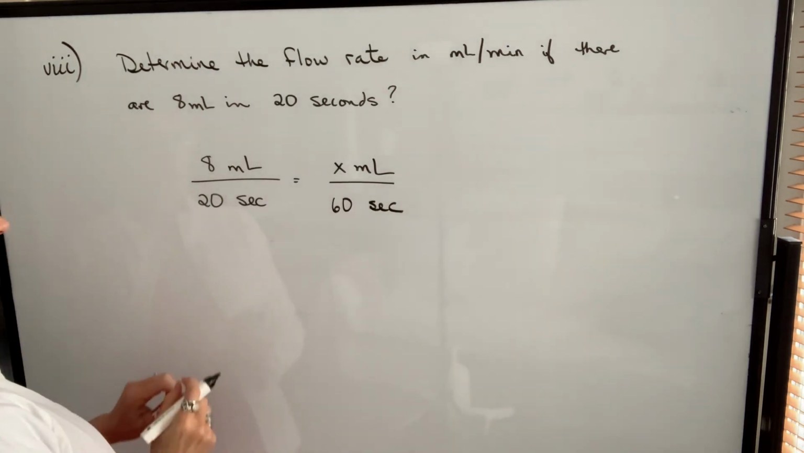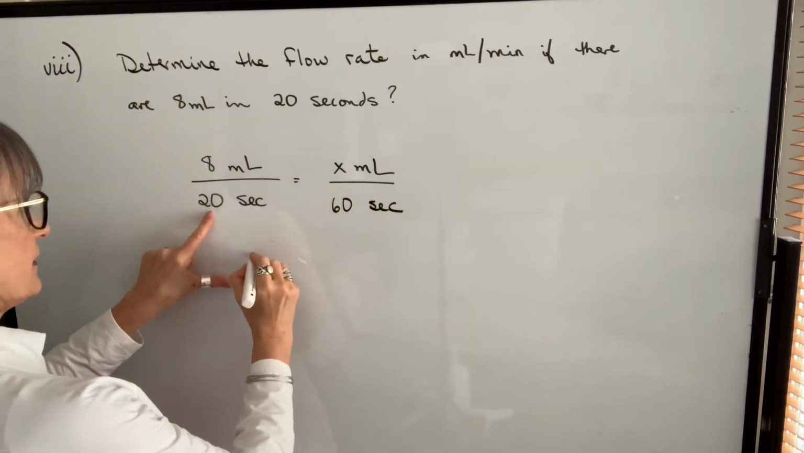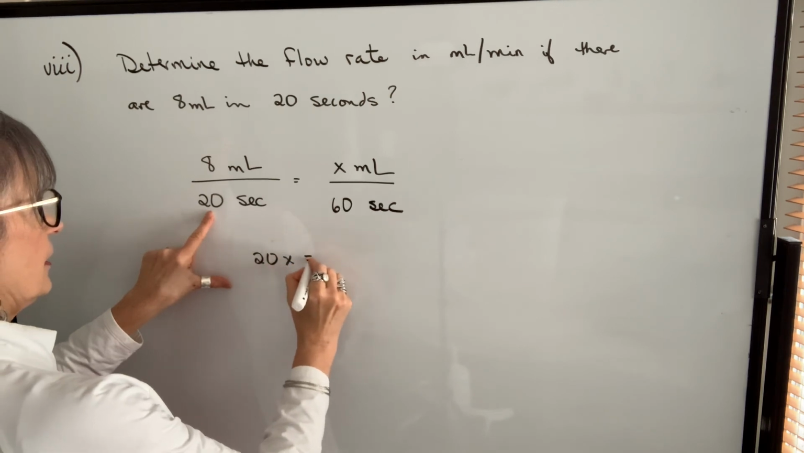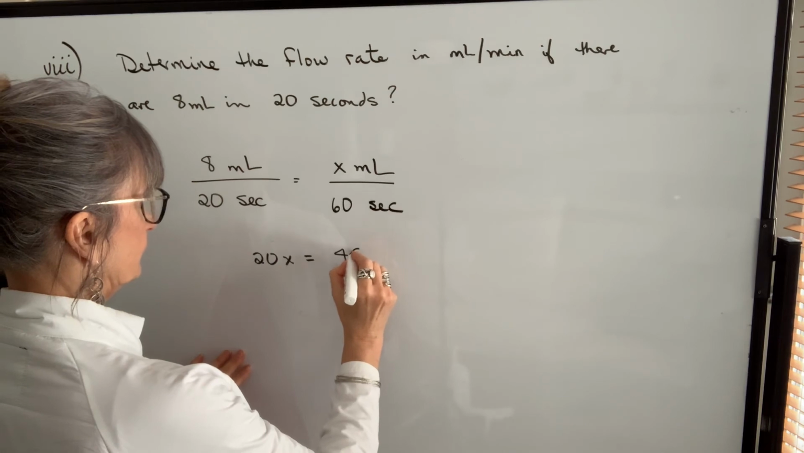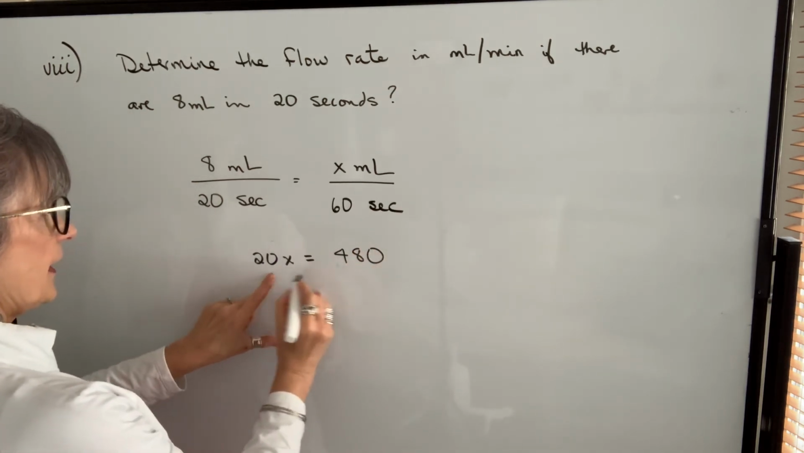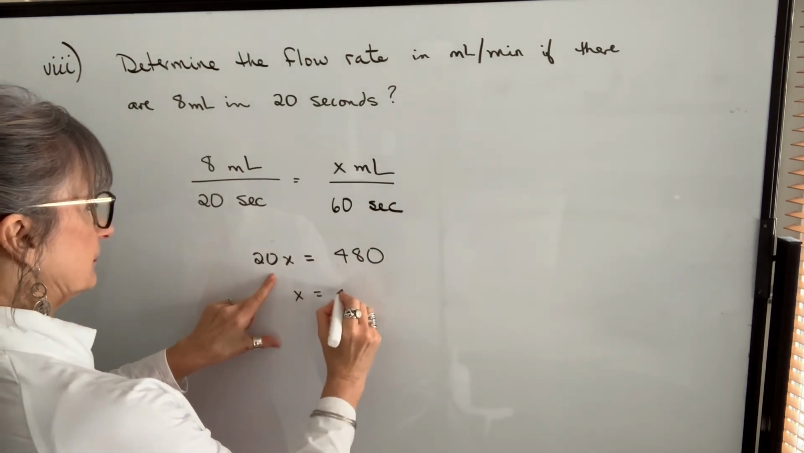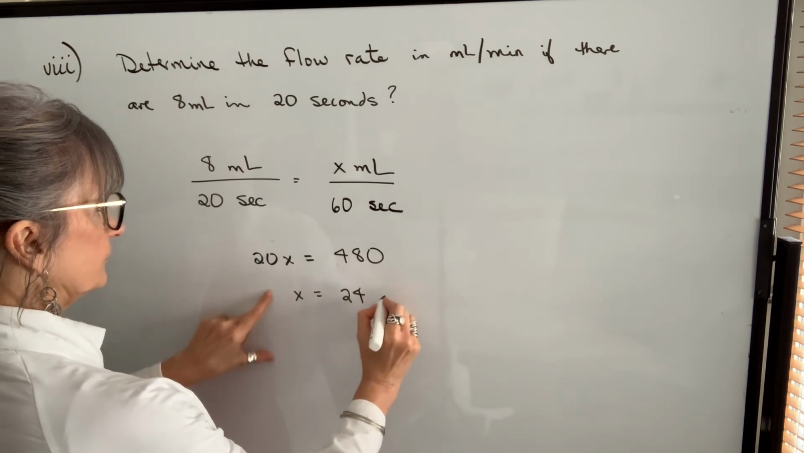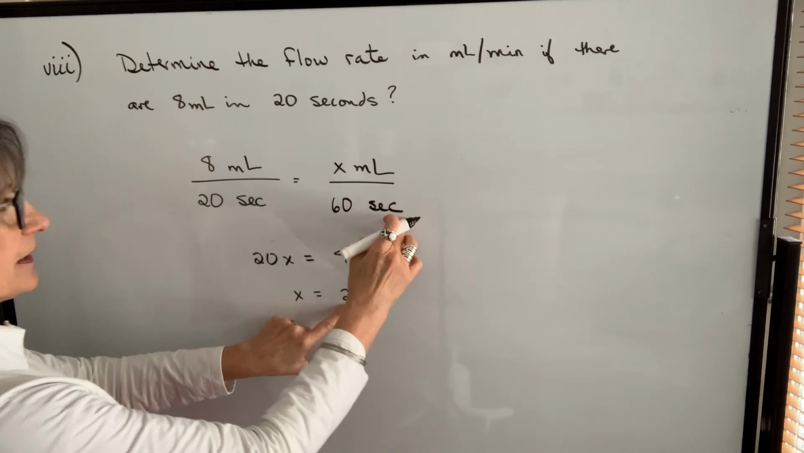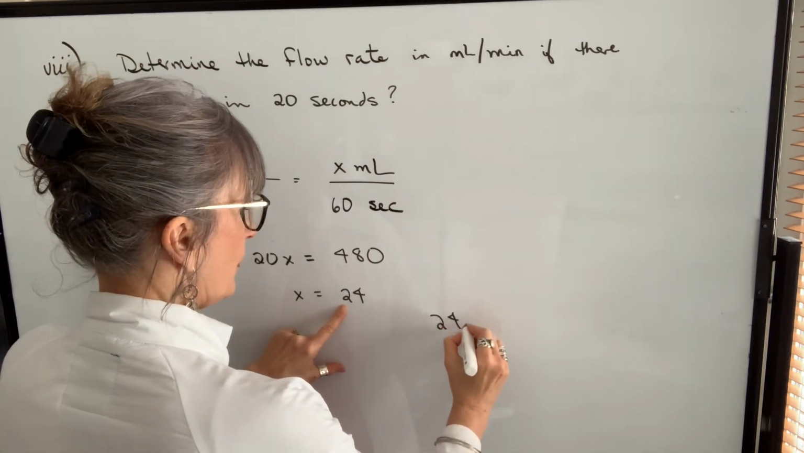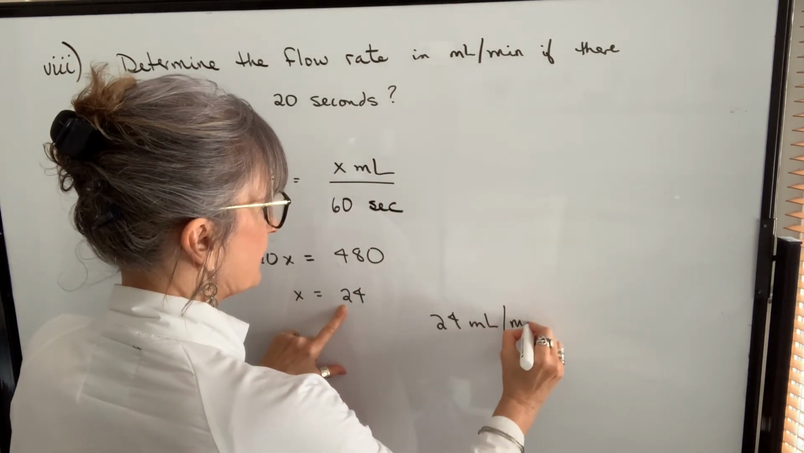Now I can cross multiply. 20 times X will equal 8 times 60. Then I divide both sides by 20. So my answer will be 24 milliliters in 60 seconds, or in other words, 24 milliliters per minute.